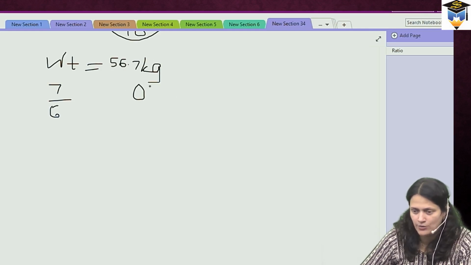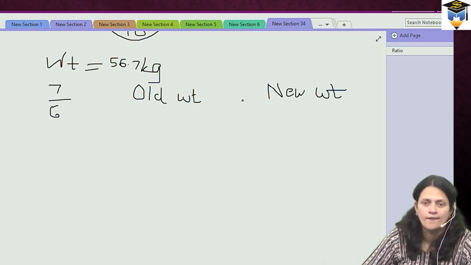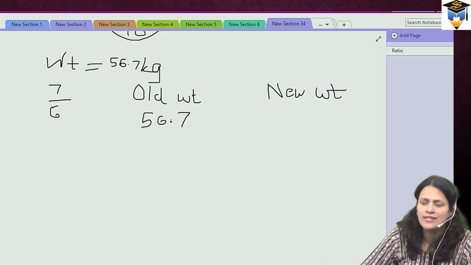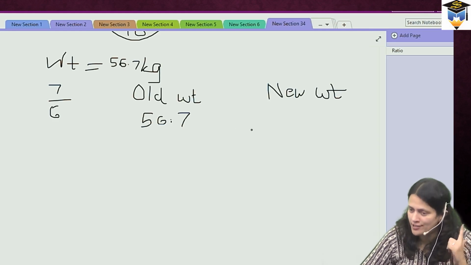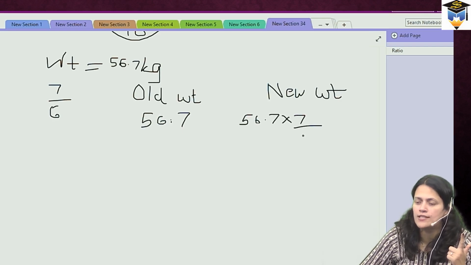So I'll write it down like this. We have to find out old weight and new weight. So old weight is already given to us as 56.7. So when we say it is going to increase, means what? Shall I multiply this original weight by 7 upon 6?